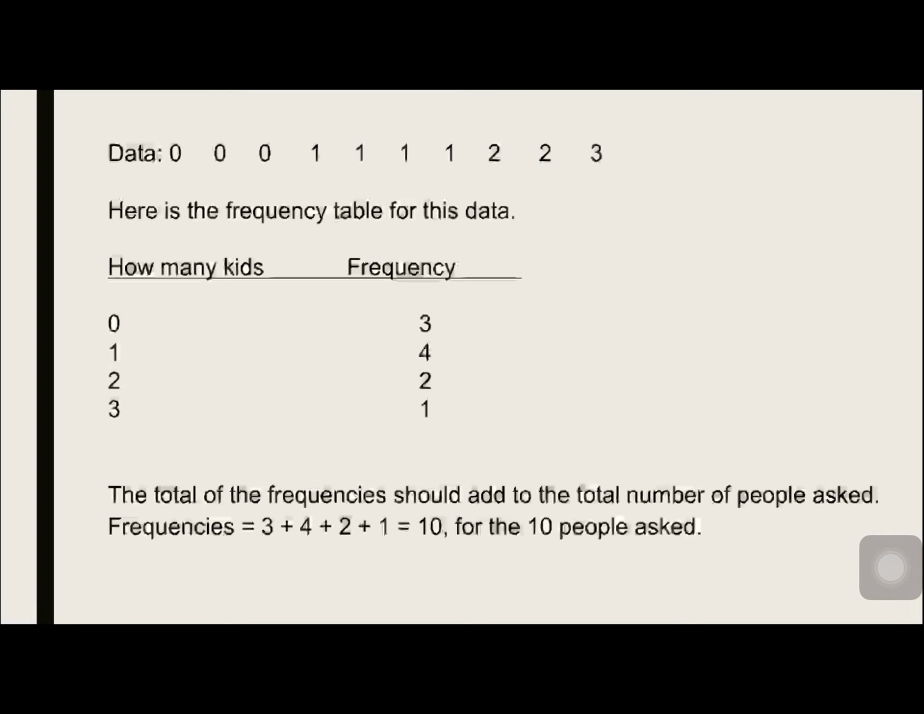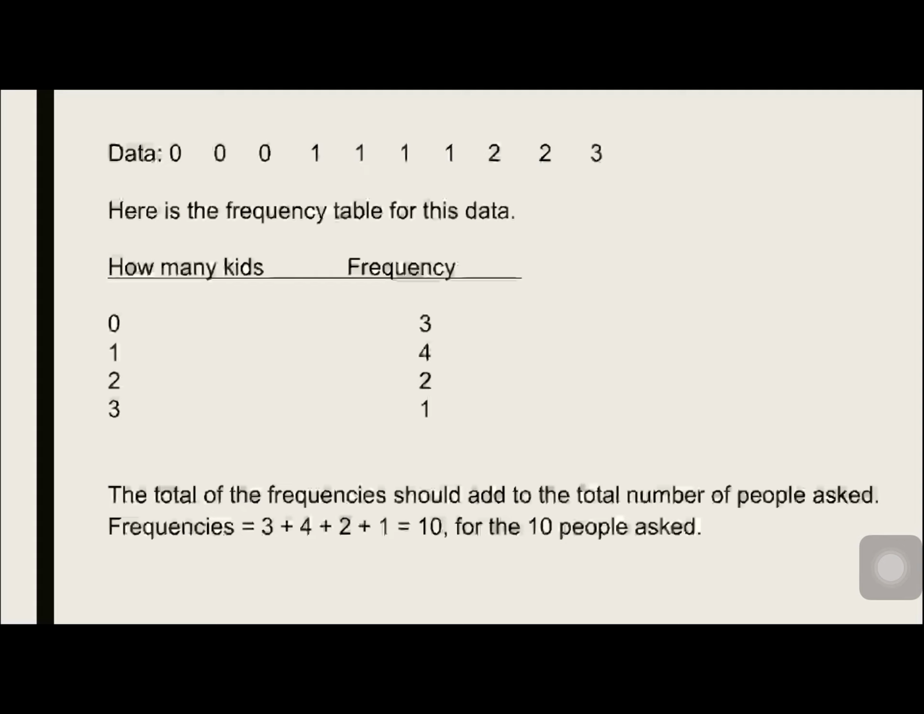So there's the data again, and here's the frequency table. On the left are the answers. Okay, so the students said they had between 0 and 3 kids. The frequency means how many times each number was there. So for 0, the frequency of 3 means 3 students said 0 children.